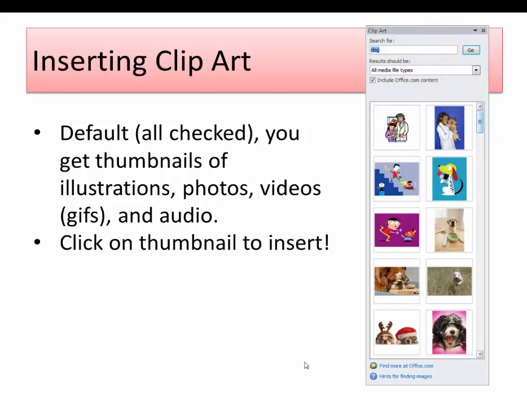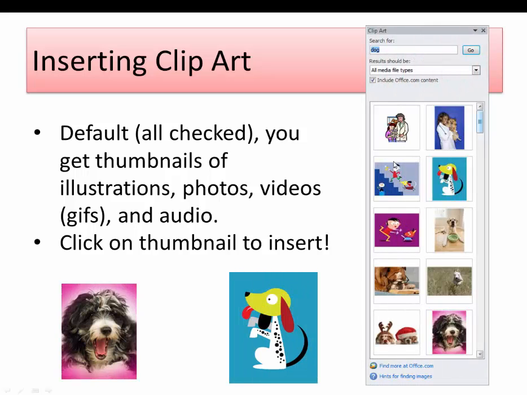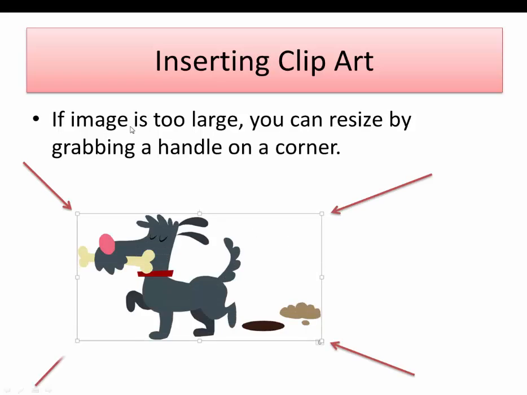The default is all are checked, and you will get a thumbnail of images, as you can see here, as well as illustrations. And if you see a little star by one of these, you'll notice those are actually moving GIFs. If the image is too large, you can resize it, as we showed earlier, by grabbing a handle in a corner, and it will allow it to keep its perspective. If you were to grab here or here, you would either make your dog very, very squatty, and this one would make it very short. It would lose its perspective. If you grab this one, it will move all the handles at one time.